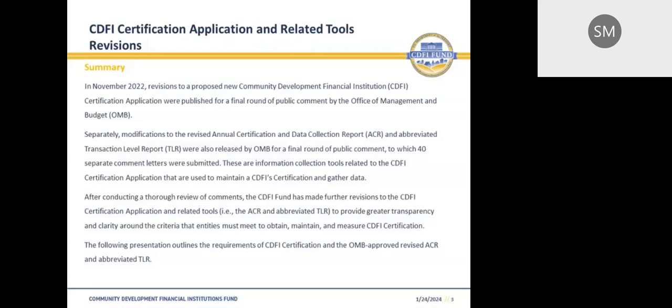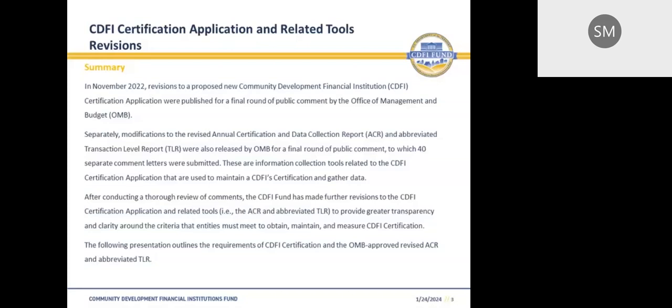The ACR and TLR are information collection tools related to the CDFI certification application that are used to maintain CDFI certification and gather data. After conducting a thorough review of all the comments received, the CDFI Fund made further revisions to the CDFI certification application, the ACR, and the abbreviated TLR to provide greater transparency and clarity around the criteria that entities must meet to obtain, maintain, and measure CDFI certification.